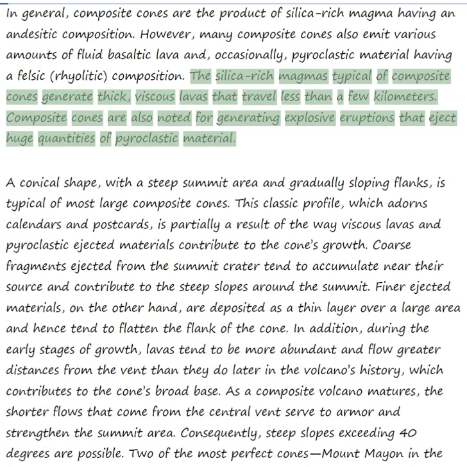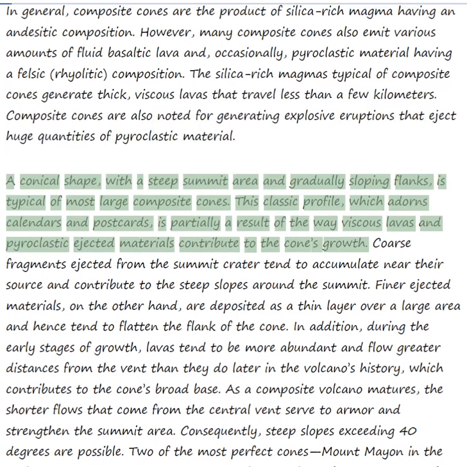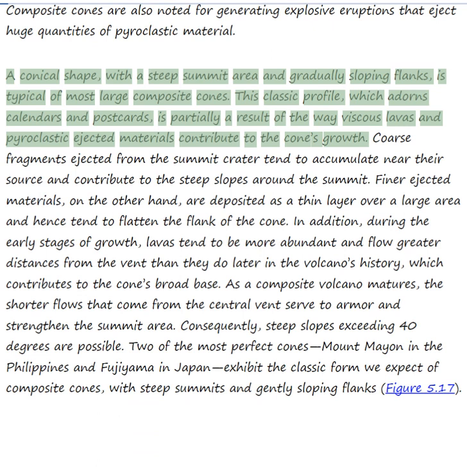Composite cones are also noted for generating explosive eruptions that eject huge quantities of pyroclastic material. A conical shape, with a steep summit area and gradually sloping flanks, is typical of most large composite cones. This classic profile, which adorns calendars and postcards, is partially a result of the way viscous lavas and pyroclastic ejected materials contribute to the cone's growth.